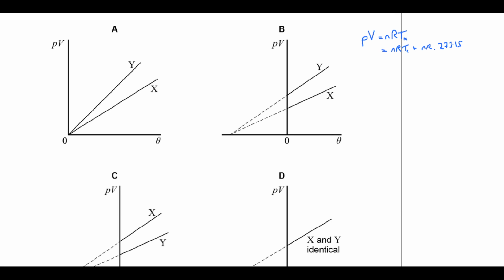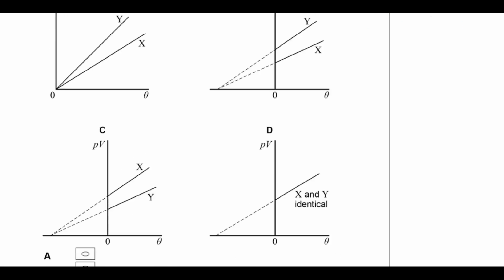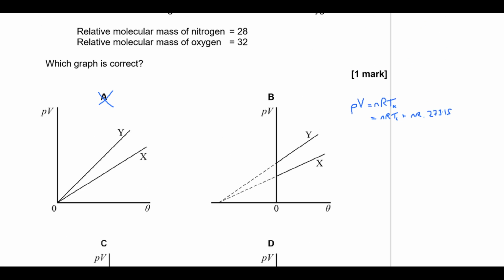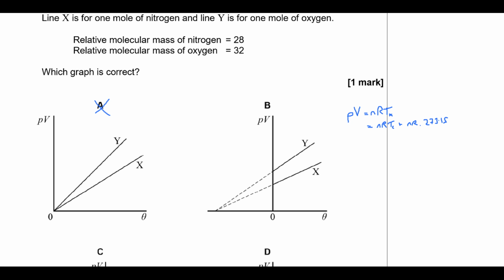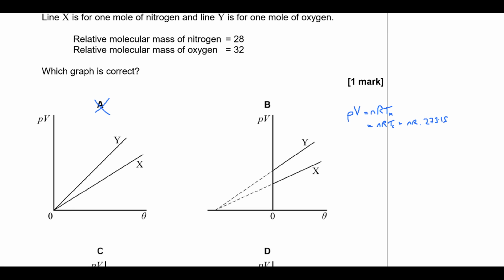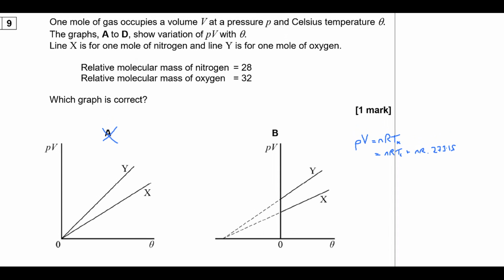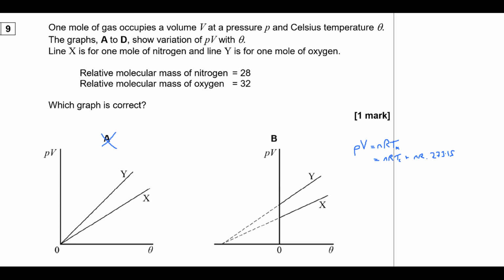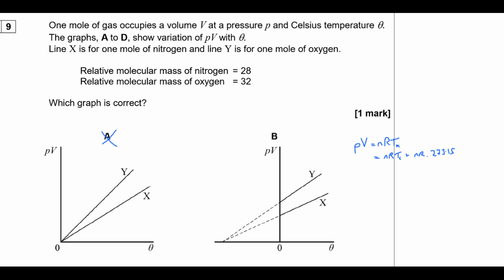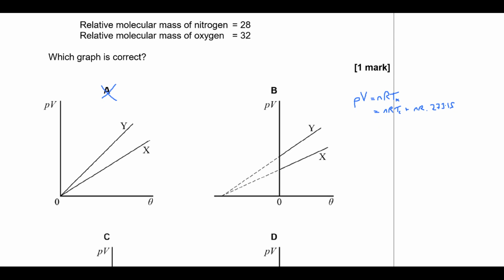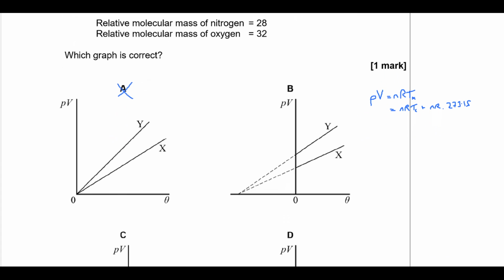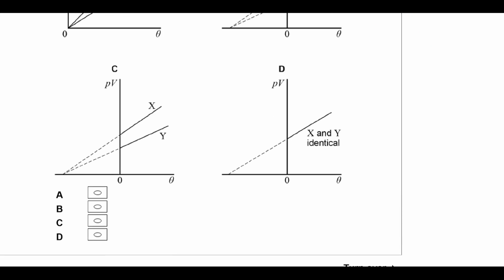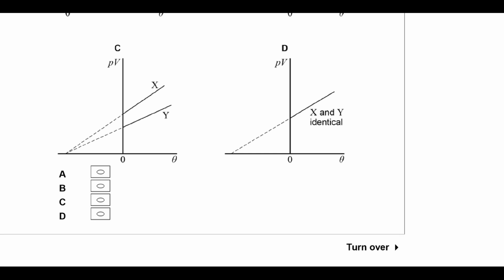Okay, so we can see that this is a linear type graph with a y-intercept. So we can see straight away it's not going to be A, because that suggests it's directly proportional, and the others we can't get. Okay, so the gradient of our line should be nR, where n is the number of moles and R is a constant. So we've got 1 mole of each, so n equals 1 in both cases. So in theory, these two graphs should end up with exactly the same gradient as each other because n is the same. So the answer is going to be D.